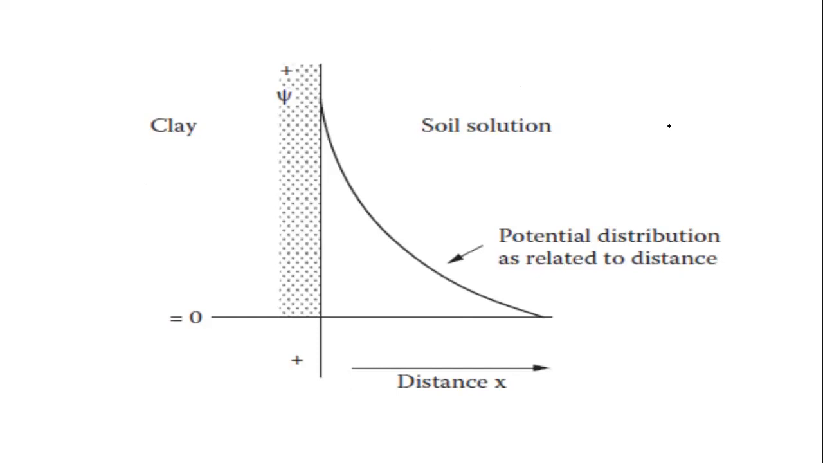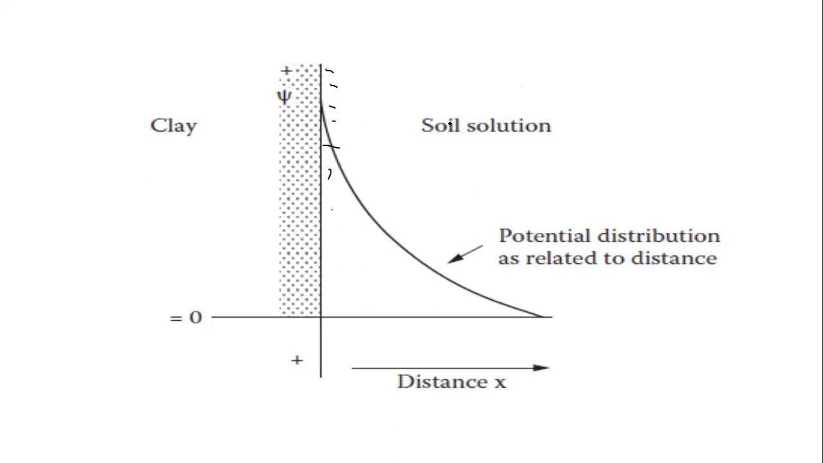So students, this is similar to our Helmholtz double layer theory only. The negative charge will be prevalent. This is the total potential. Xi is the total potential. So negative charge will be there, and this is the soil solution. This is the potential distribution as related to distance.